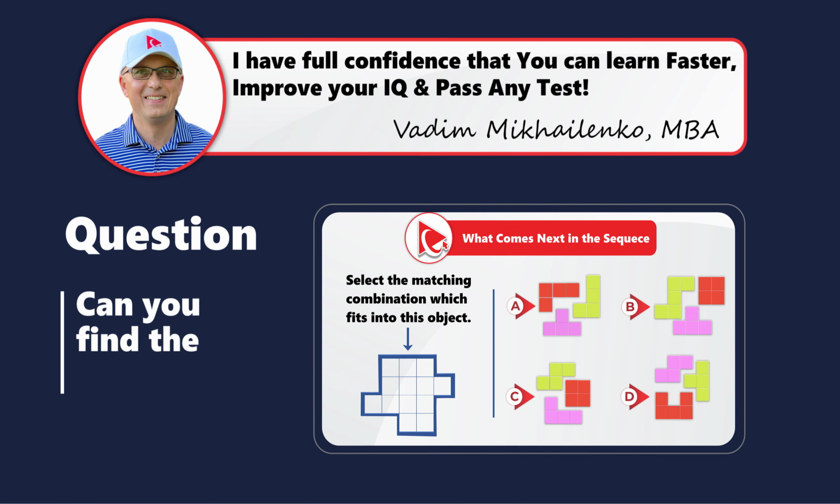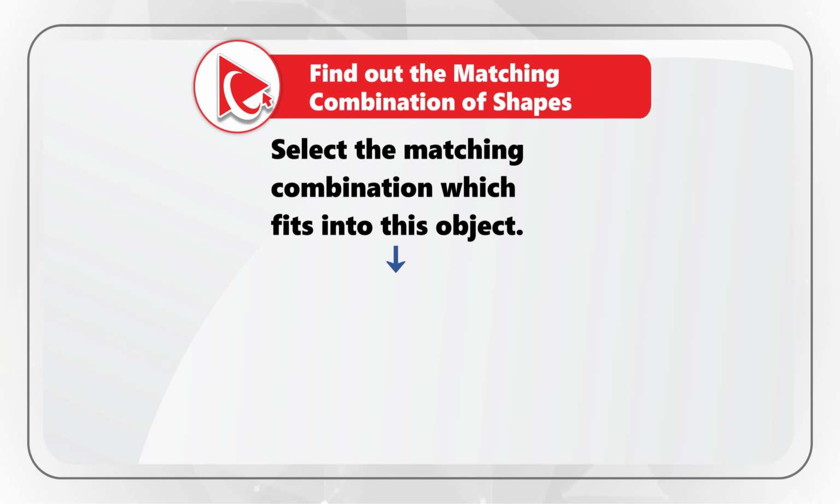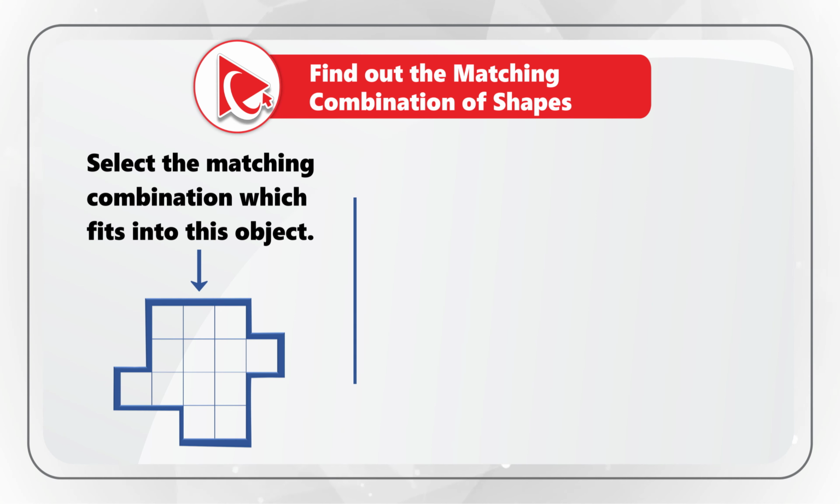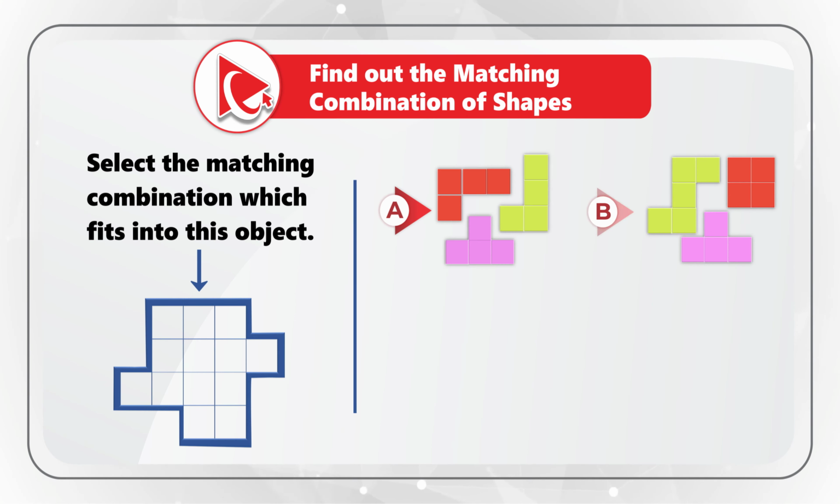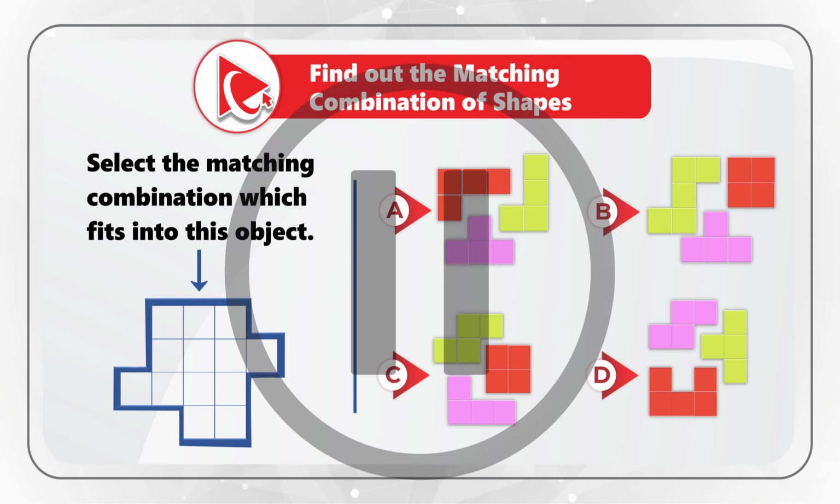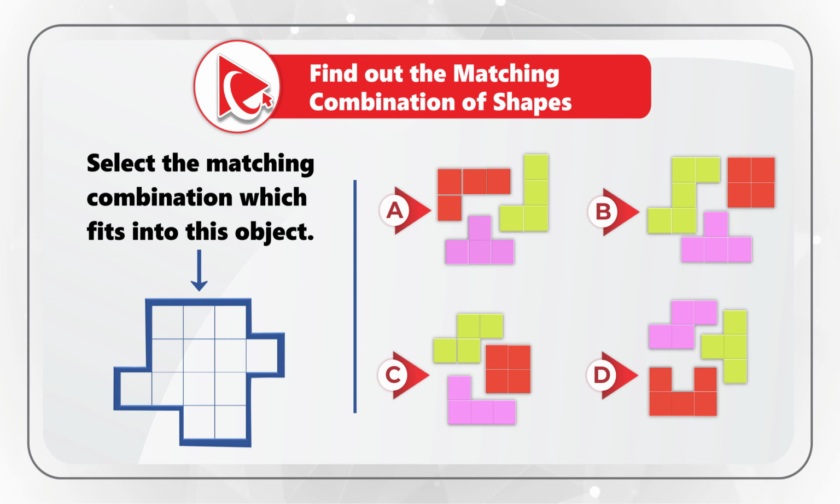Here's the phenomenal question to test your spatial reasoning skills. You need to select the matching combination which fits into this object, and you need to do the selection out of 4 possible choices. Choices A, B, C, and D. Take a close look, maybe pause this video to see if you can find the perfect combo.